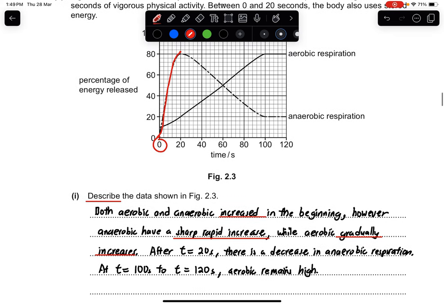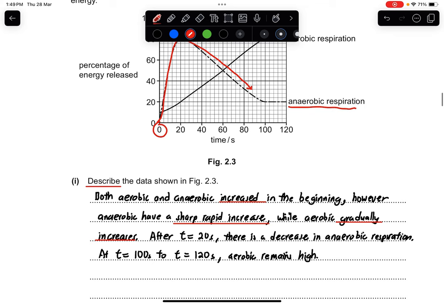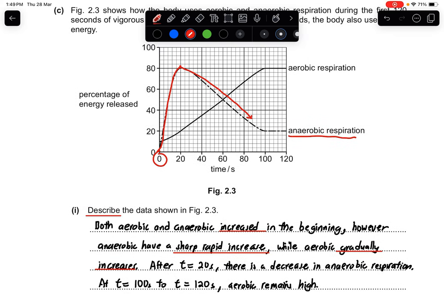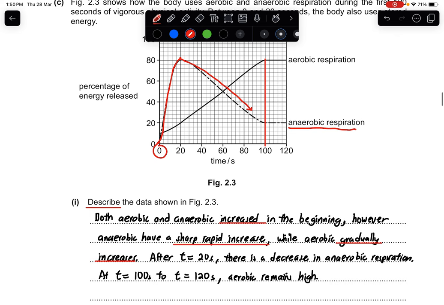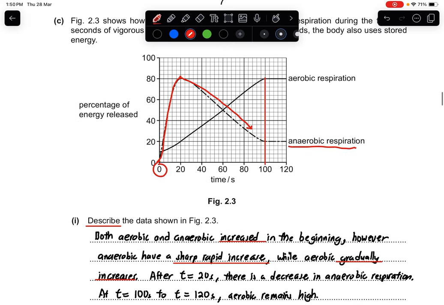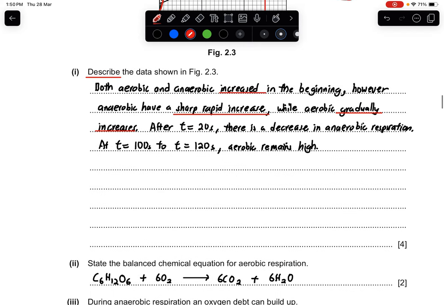Then after t equals 20 seconds, what happens? You can see the anaerobic respiration graph is going down. So you can say there is a decrease in the anaerobic respiration. And then between t equals 100 and t equals 120 seconds, what happens? It remains the same. As aerobic respiration increases, it remains at that peak. It didn't go down, it didn't go up again. It remains stationary. Okay, so that is for 4 marks.